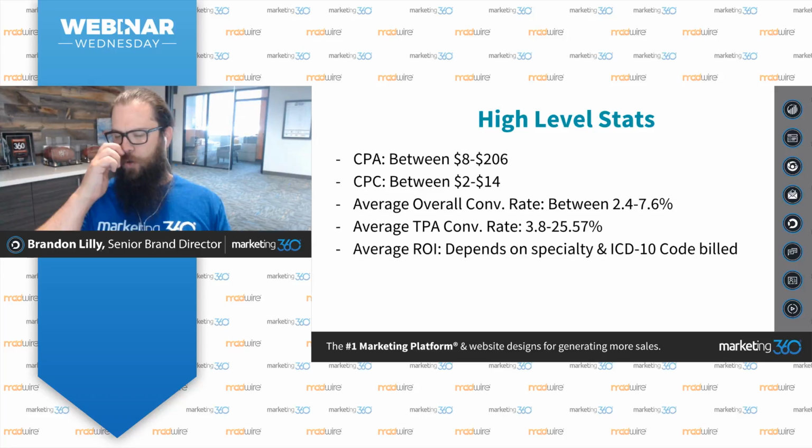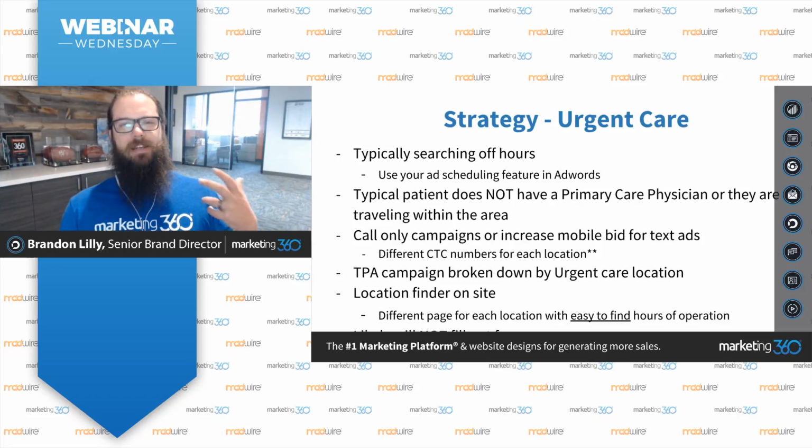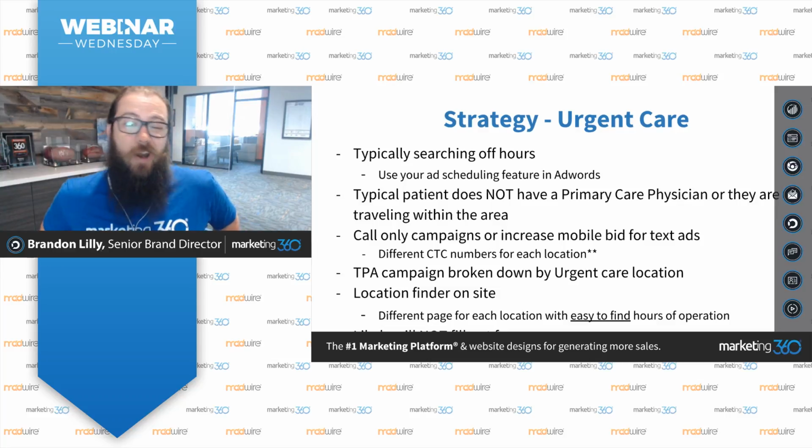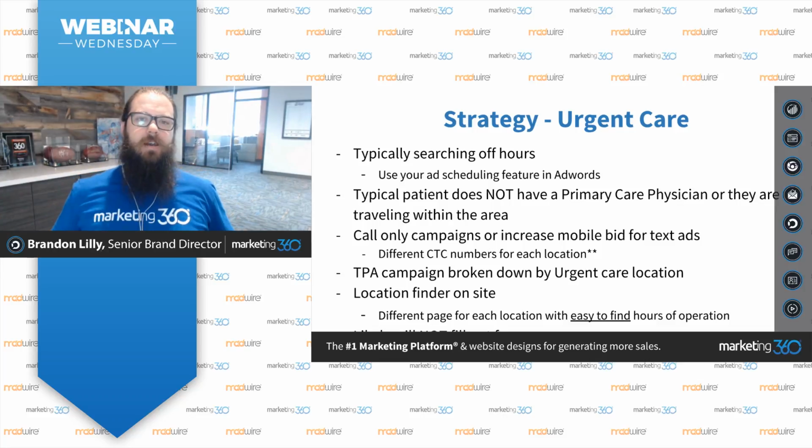We're going to talk really quickly through a couple of these different verticals. First thing we'll start off with is strategy for urgent care, right? Now, these strategies can be intermingled. This is just what we've learned over years and years of doing this for different clients. For urgent care, a lot of what we're seeing is that people typically are searching in off hours, right?